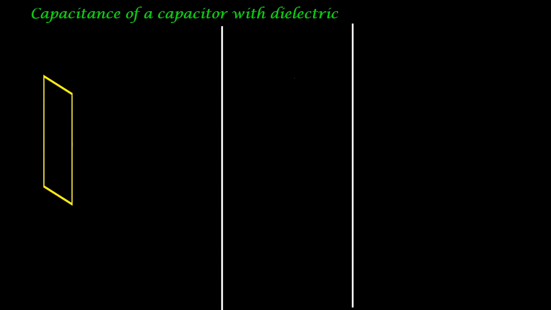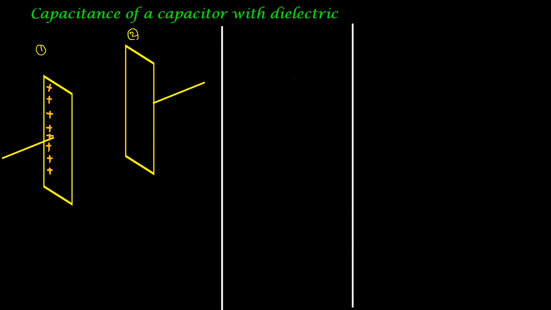These are the two plates of the parallel plate capacitor with the two leads. When the capacitor is charged, plate number 1 gets positively charged and plate number 2 gets negatively charged. Plate number 2 develops a charge density equal to negative sigma and plate number 1 develops a charge density equal to positive sigma. V0 is the potential difference between the two plates.